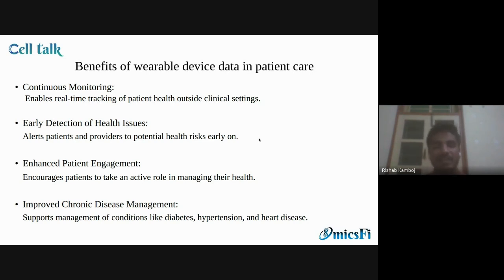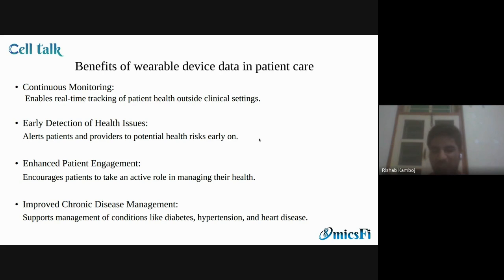The second benefit is early detection of various health issues. We can alert patients and providers to potential risk. The third thing is enhanced patient management, because it encourages the patient to take an active role in his health and see whether his health is deteriorating or improving, so that a person can take action against it or in favor of it. Another improvement is that it improves chronic disease management.